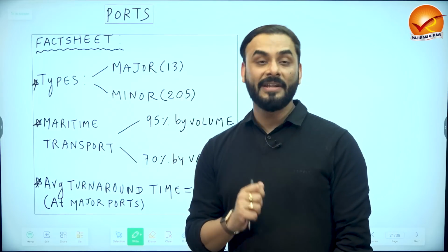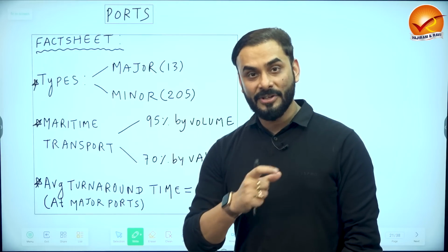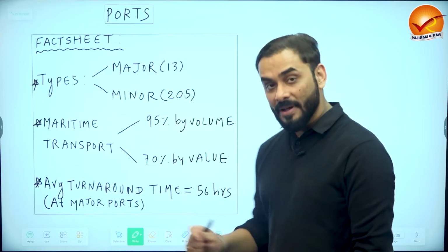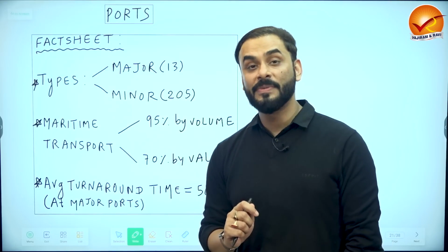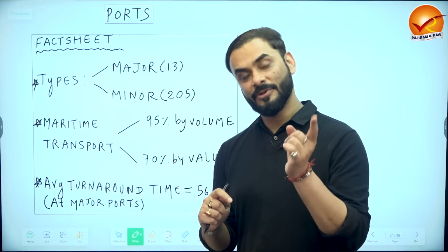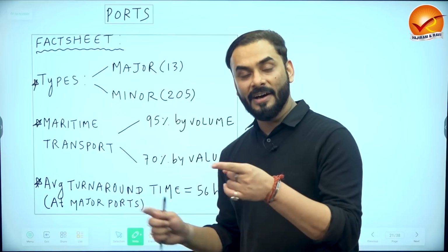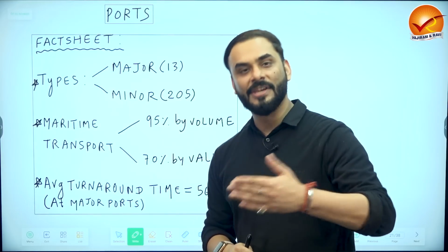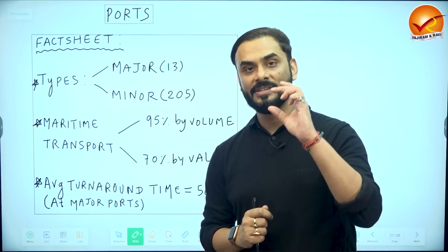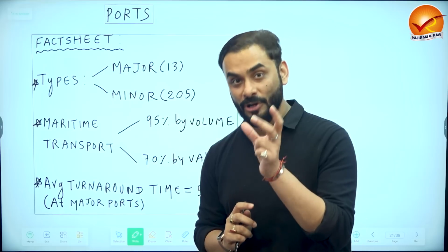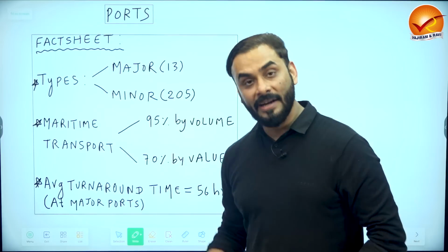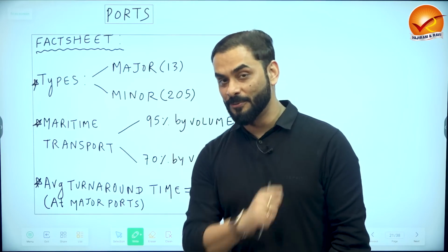Now, if you look at maritime transport, which means trade that happens through the sea route. If you talk about India's trade, 95% of trade by volume, which means that if we are sending 100 boxes in international trade, 95 boxes are traded using the sea route, and 70% of trade by value, which means in money terms. So 95% of trade by volume and 70% by value in India happens through maritime transport. That is the importance of the sea route.